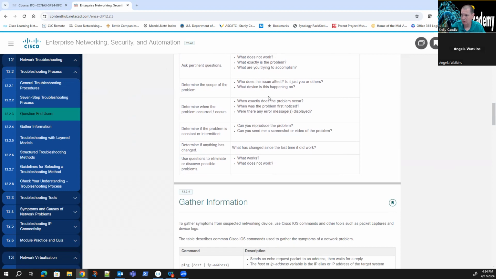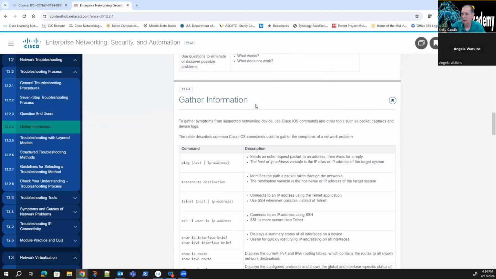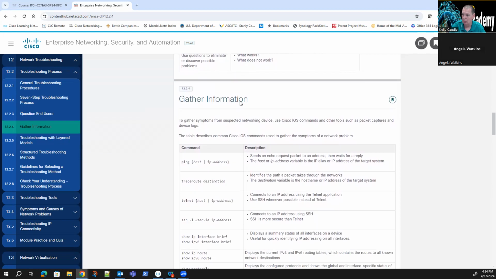Determine when the problem occurred. This is where your logs can help you, especially if you're running some type of logging software. And if you've got your time set correctly, where we talked about NTP last week, having NTP set, having the logs in the time right, so you know when the problem actually occurred. Can you reproduce it? What has changed? And what works, what doesn't work?